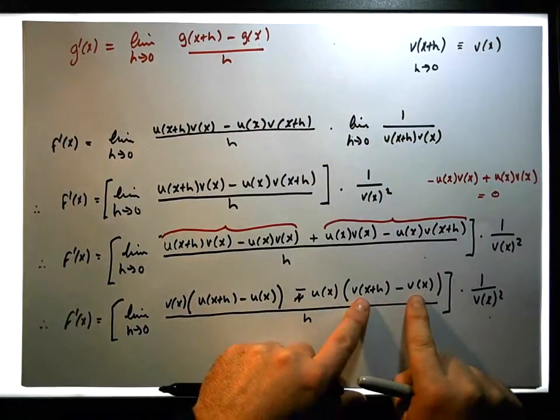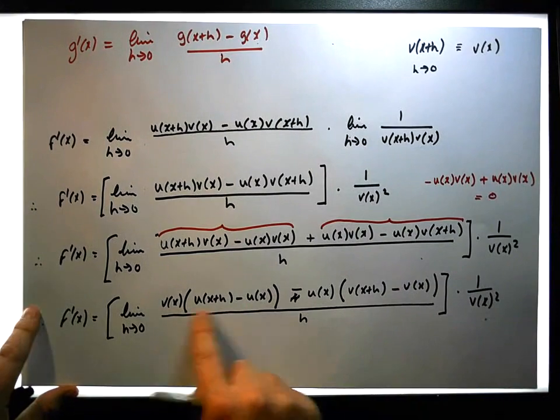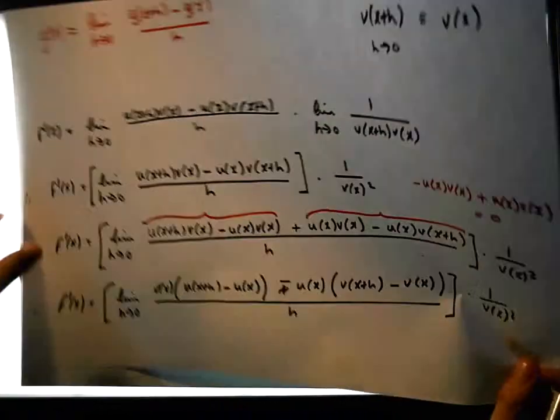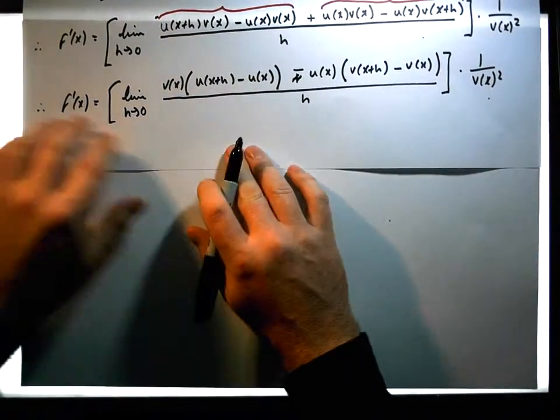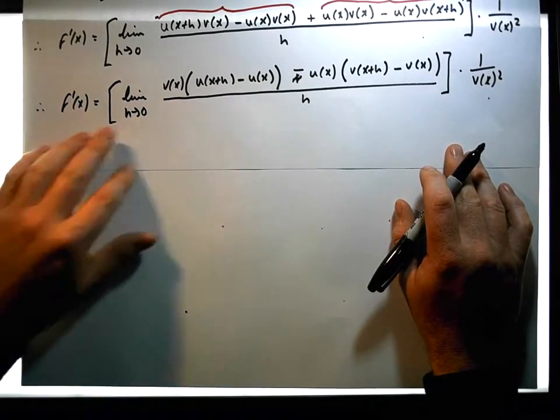This also looks familiar. This also looks like this. Okay, and all of these terms are over h. So what we can actually do now, let's keep in mind that the limit of a plus b is the same as the limit of a plus the limit of b. Let's keep that in mind.